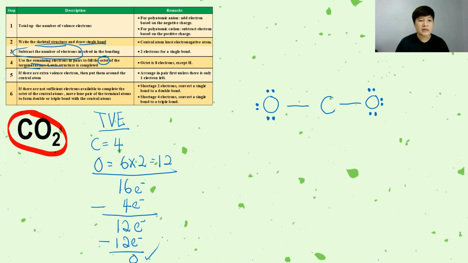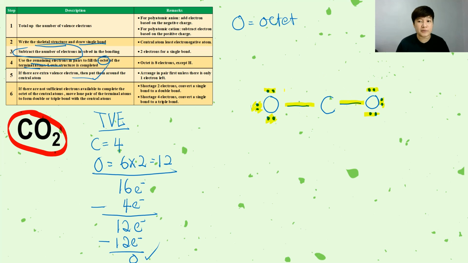Okay? Next, if there is any extra electron, then you are going to put them around the central atom. But do you have any extra electron? No, we are done with that. Okay? Next, we are going to check the octet. Over here, you can see that your oxygen is already octet. Both of the oxygen, if you realize. 2, 4, 6, 8. Already octet for the oxygen. Same thing. 2, 4, 6, 8. Already octet for the oxygen.